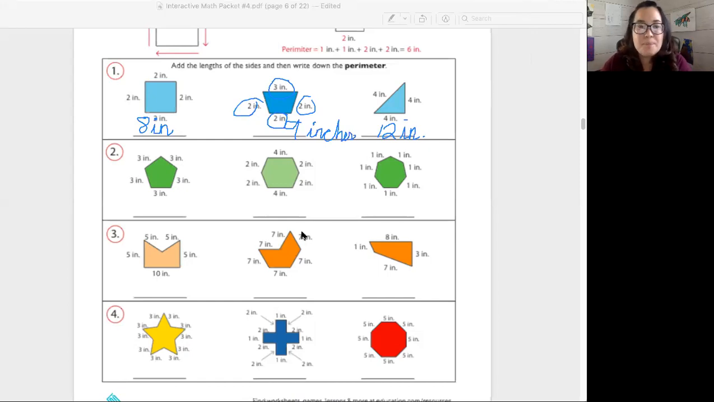All right, here we go. So number 2, I have 3 and I'm counting 3 5 times. So my answer is 15. Perfect, 15 inches. And I put my label. You can put your label too. All right, then I have my next one. I have to do 4 plus 4 plus 2 plus 2 plus 2 plus 2 equals what? 16. 16 inches.